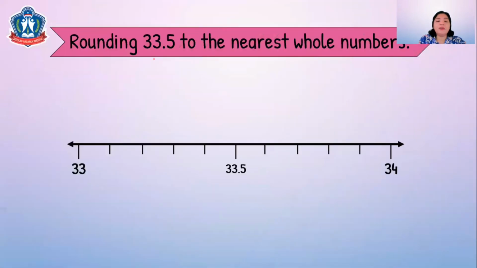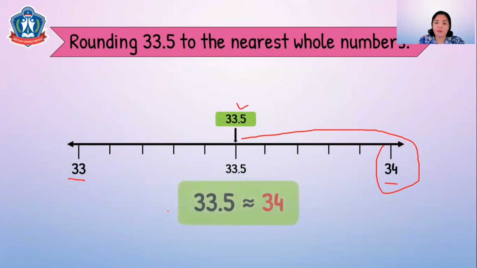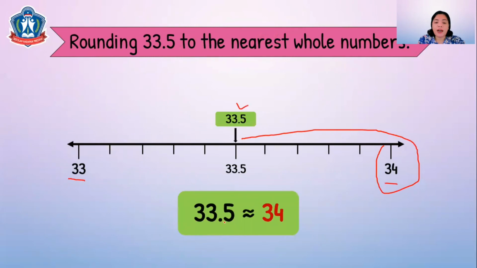Another, let's round 33.5 to the nearest whole number. If we plot this in our number line, we can see that this number is in the middle or halfway between 33 and 34. If a number, children, is already halfway between two numbers, that number will be rounded up. So it will follow the bigger number, and that is 34. Therefore, 33.5 is rounded to 34. Anyway, this symbol means approximately equal to.